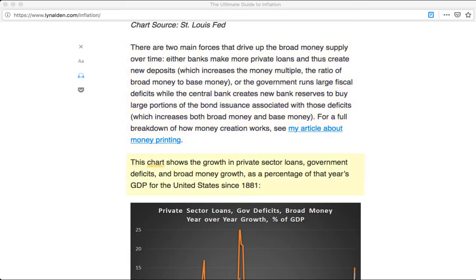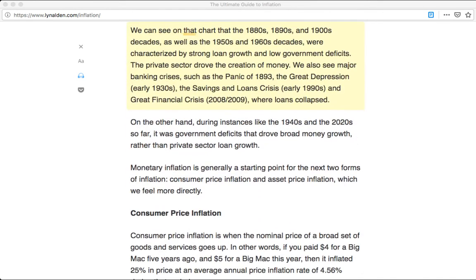This chart shows the growth in private sector loans, government deficits, and broad money growth, as a percentage of that year's GDP for the United States since 1881. We can see on that chart that the 1880s, 1890s, and 1900s decades, as well as the 1950s and 1960s decades, were characterized by strong loan growth and low government deficits. The private sector drove the creation of money.